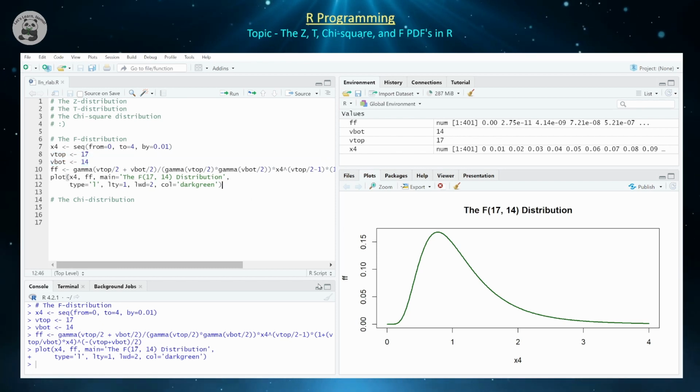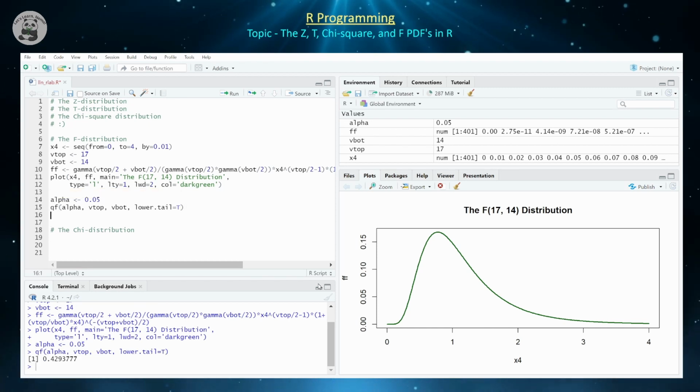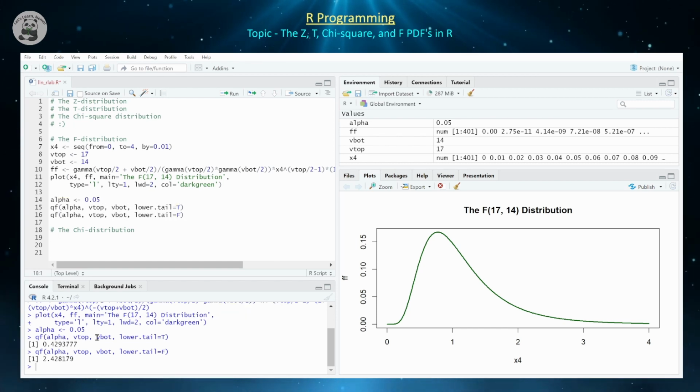So, just like for the z, t, and chi-squared, we're going to have some left, right, and two-tailed lower and two-tailed upper critical values to calculate. So let's choose our alpha value. Let's go with the classical 5% alpha value, and let's calculate our lower critical value. So just like we had for qnorm, qt, and qchisq, we're going to have qf for quantiles. So we're going to have qf of alpha, v top, v bot, and then lower tail is equal to true. We're going to have qf alpha, and then v top, v bot, and then lower tail is equal to false. So that is your lower tail and upper tail, or left tail and right tail critical values for one-tailed tests.